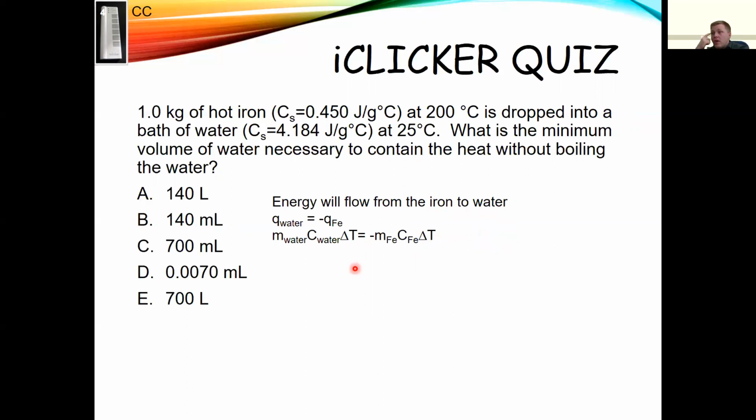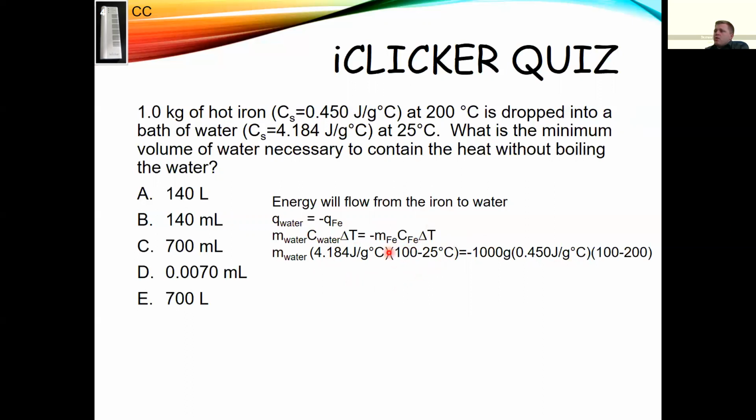So here though, again, we're solving for one of these values. In this case, we're actually solving for the mass of the water. It asks what's the minimum volume of water, but since we know the relationship between volume and mass for water, we can just solve for the mass of the water. Okay, so we can plug in our heat capacity for the water, our heat capacity for the iron, and the mass, etc.